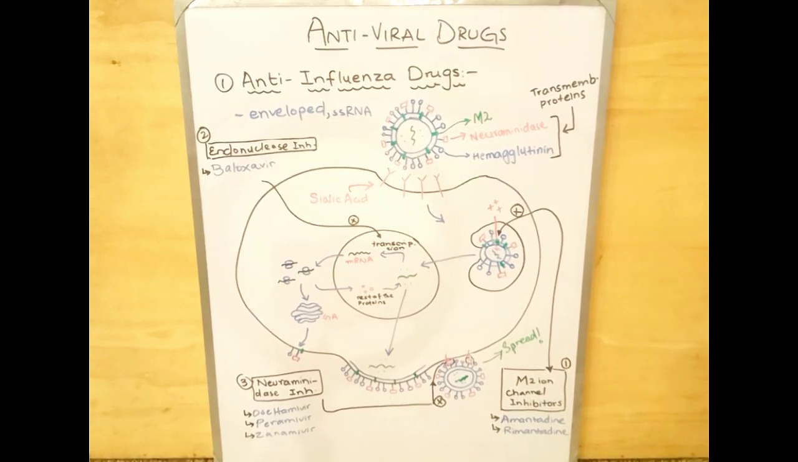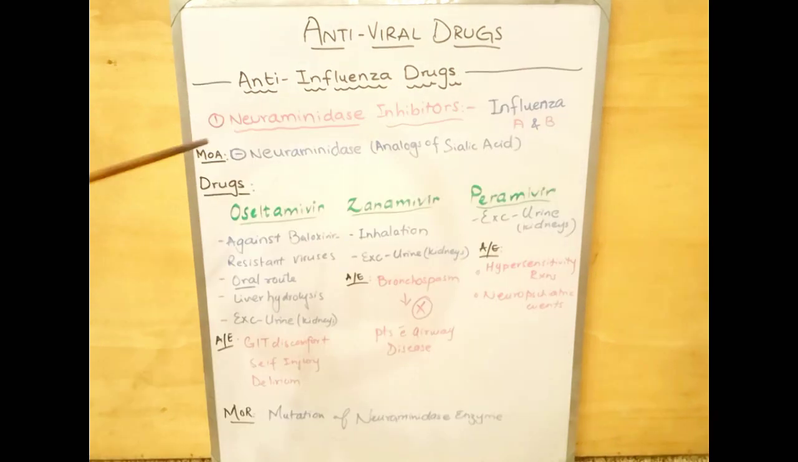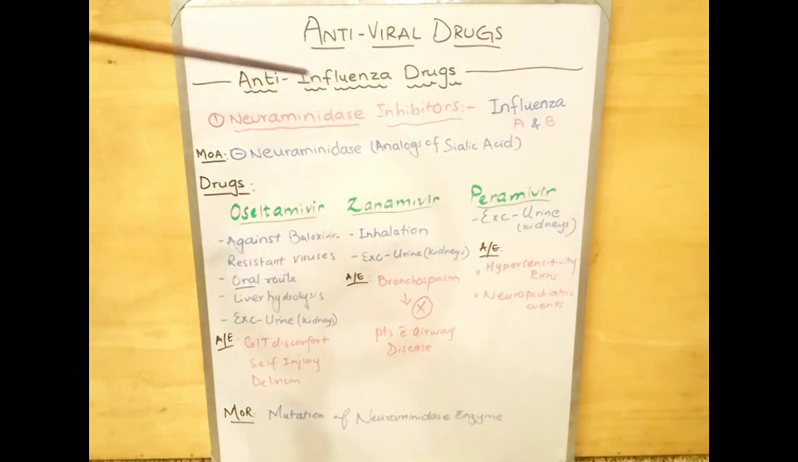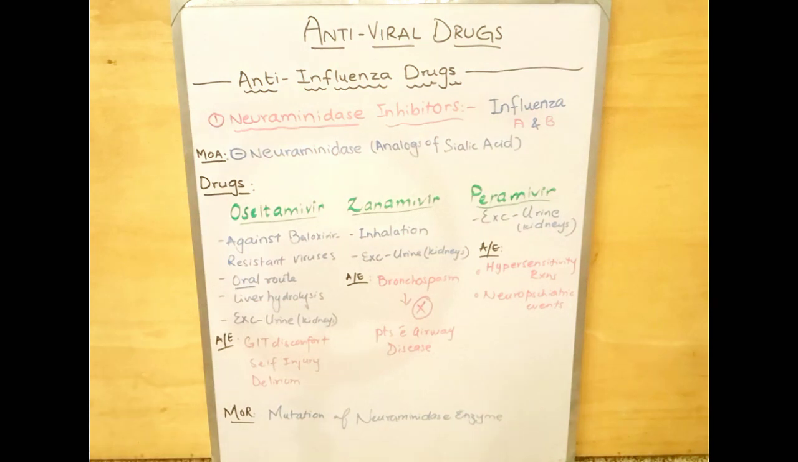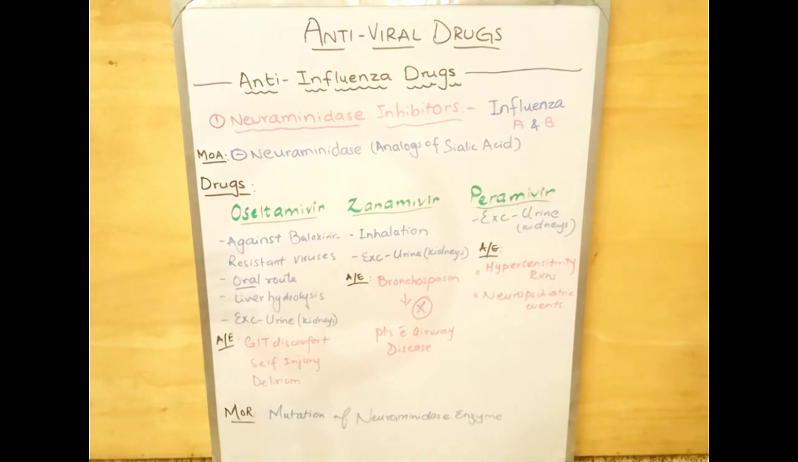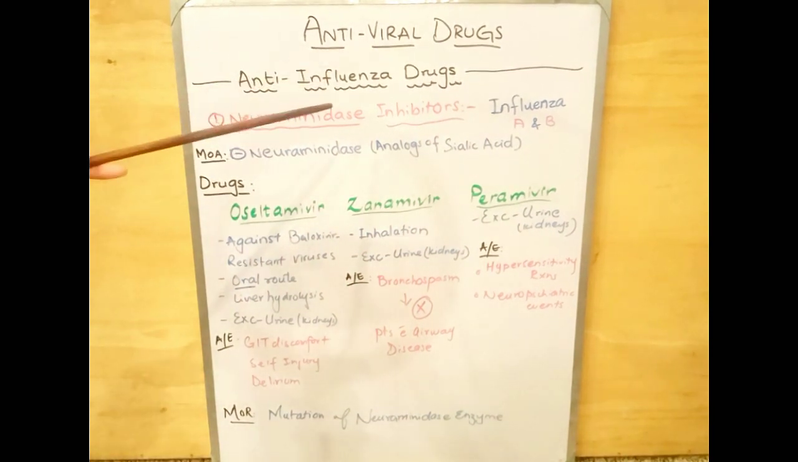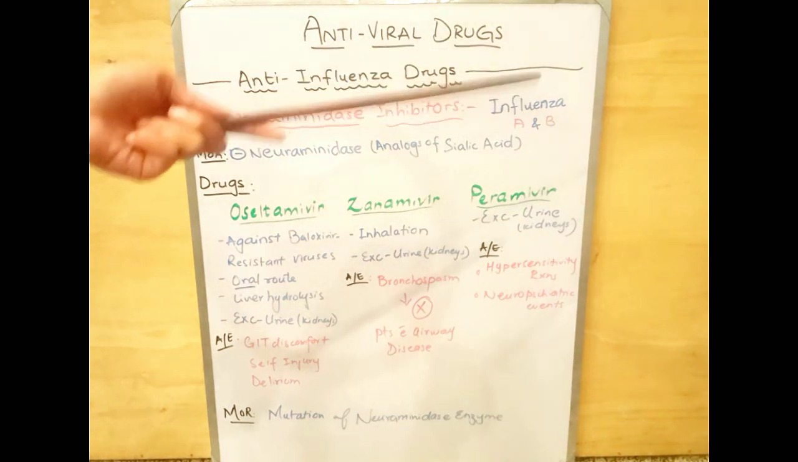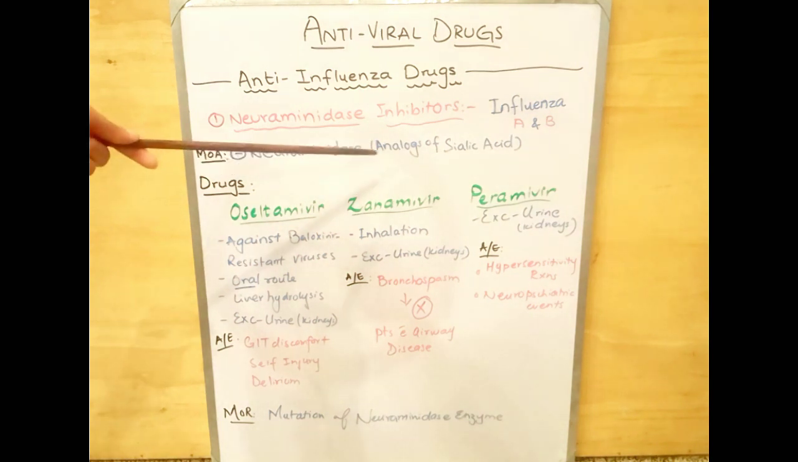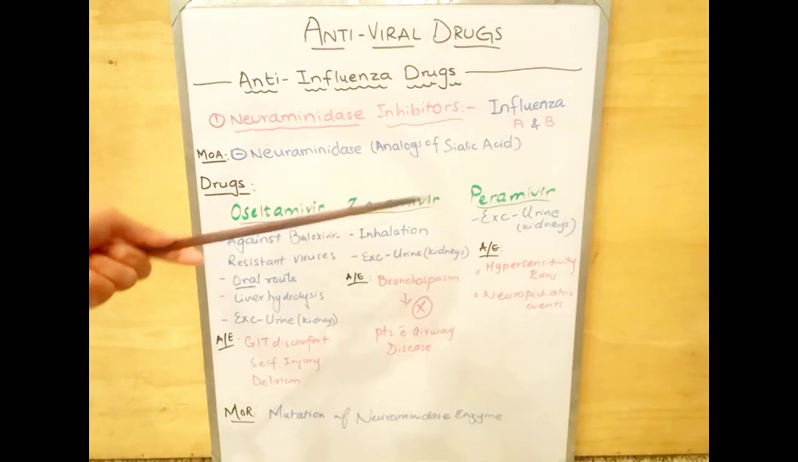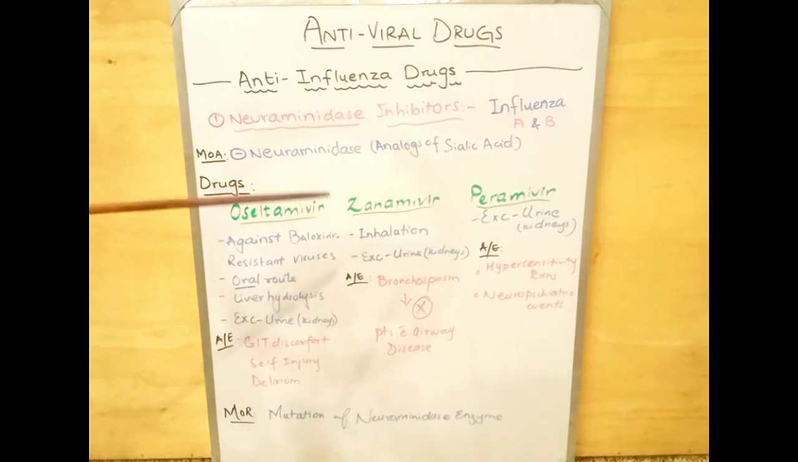Now let's discuss each drug in detail. Let's discuss the first category, that is the neuraminidase inhibitors. Basically, these inhibitors can block influenza A and B viral infections. This is very important: neuraminidase inhibitors are against both influenza A and B types. Now what is the mechanism of action of these drugs? They inhibit the neuraminidase. Why? Because they act as an analog of the sialic acid. That is why they inhibit the removal of the sialic acid by the neuraminidase enzyme.